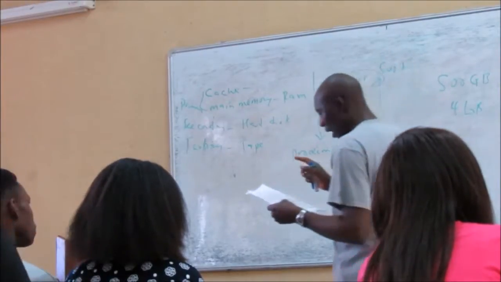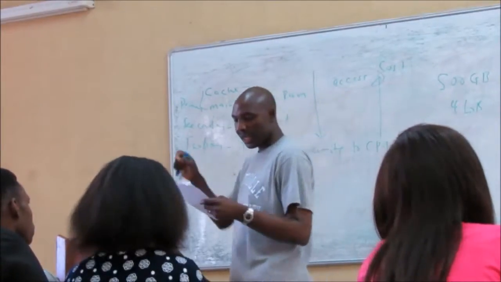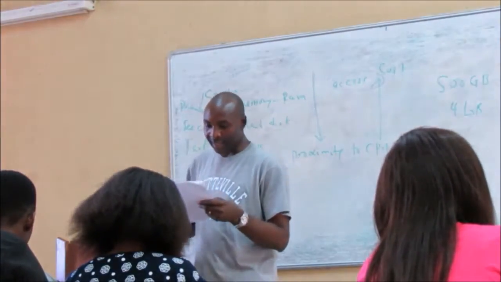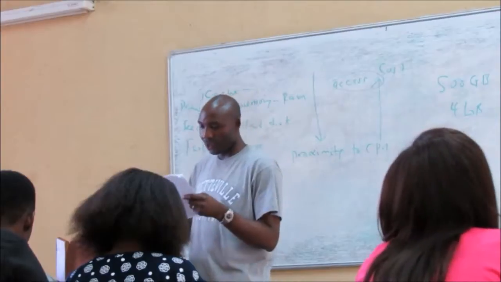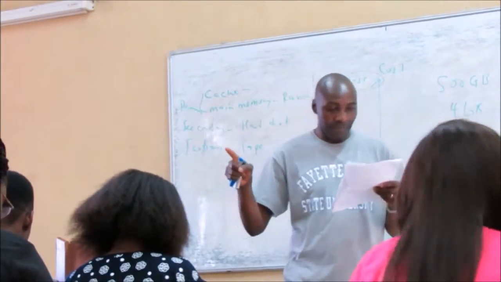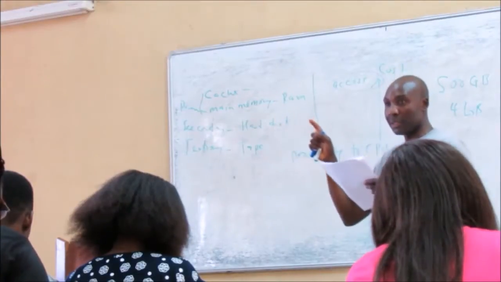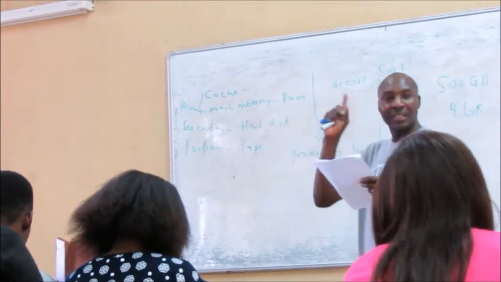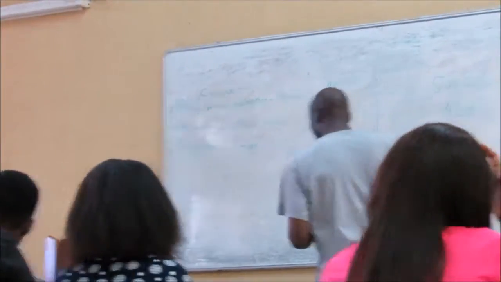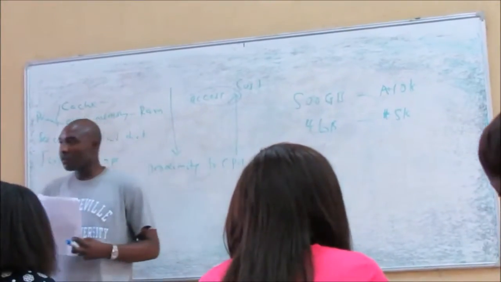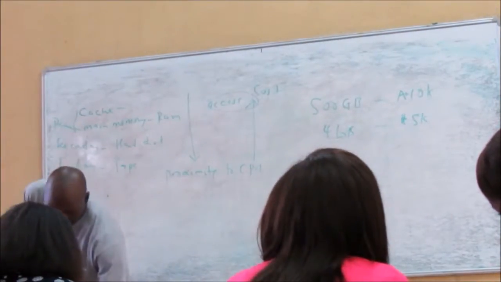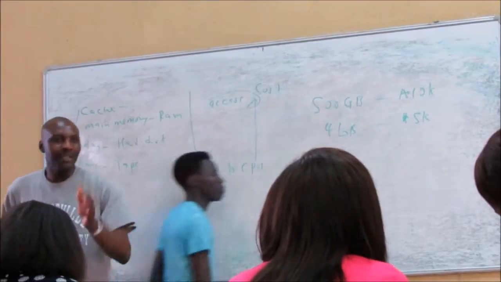Now, the second question says, give the range of values, positive and negative, that a 16-bit register can store for each of sign magnitude, one's complement and two's complement. For 16 bits. I was surprised at the kind of magic that some people were doing.